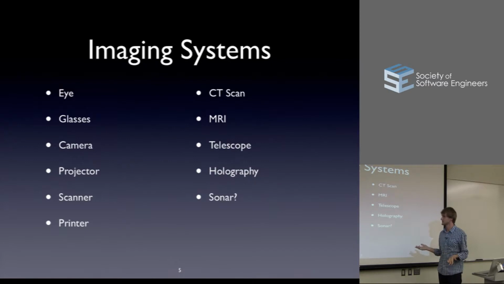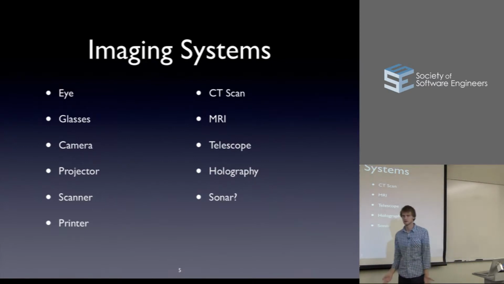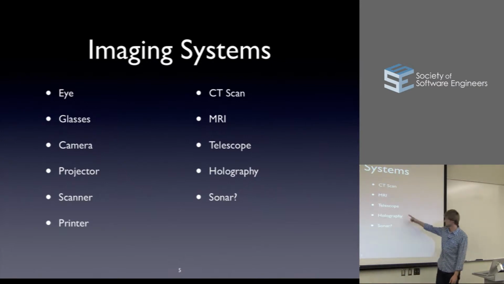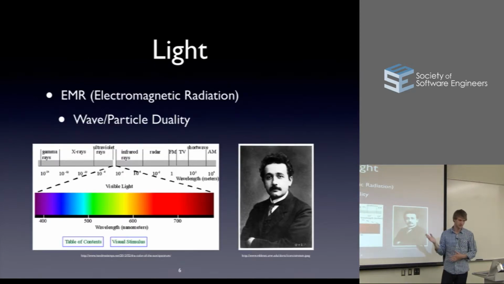There's a number of imaging systems, some that you wouldn't even think of as imaging systems, such as your eye, which is the most basic and the foundation of everything imaging. Glasses, camera, projector, scanner, printer, CT scans, MRIs, telescope, holography, and sonar. Sonar is a weird one because it doesn't use light, it uses sound. So I'm going to focus mainly on light imaging systems.